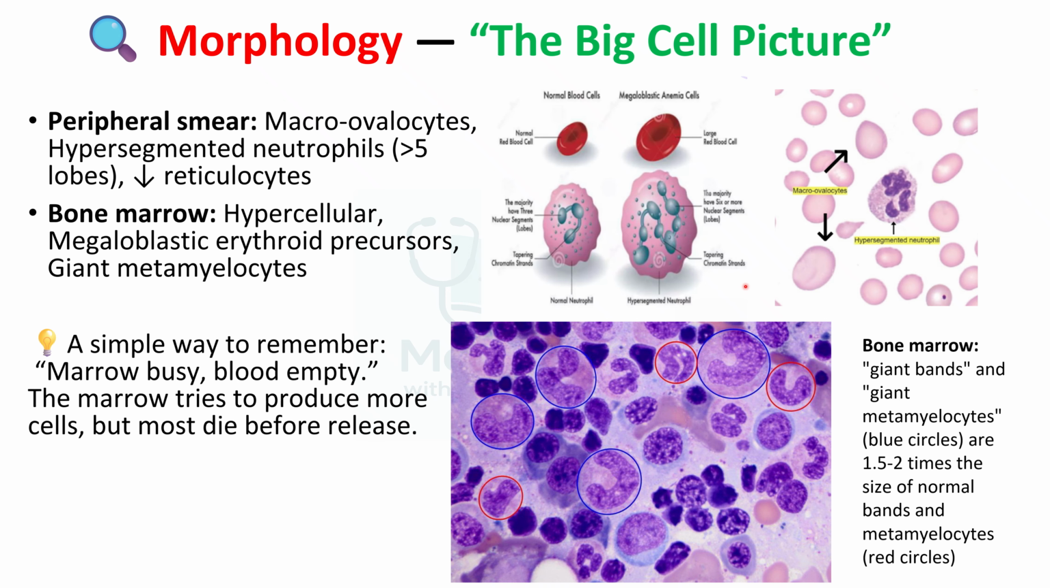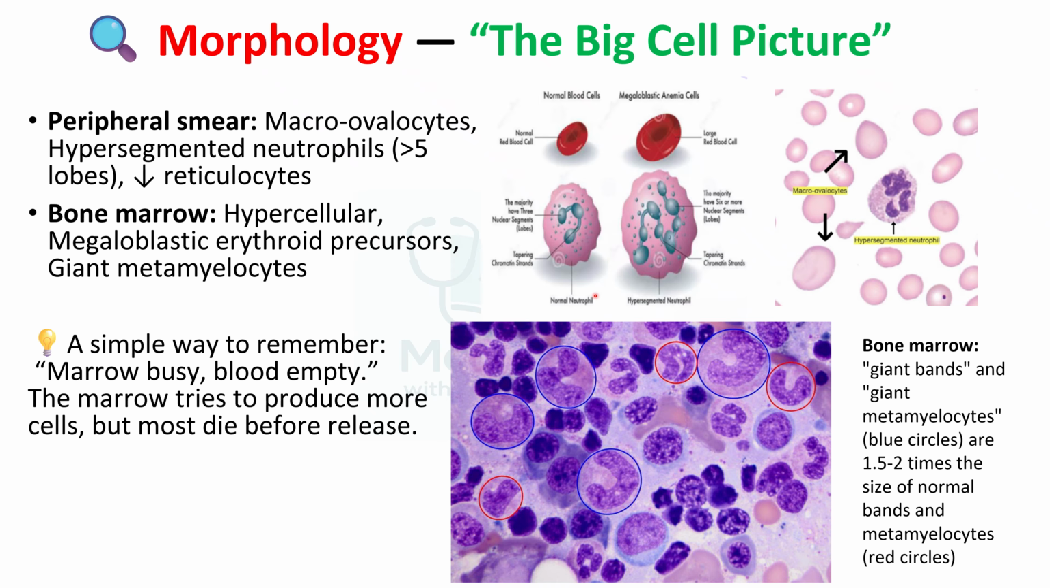There will be low reticulocyte count because bone marrow cells cannot mature and enter circulation effectively. In the bone marrow, you will find that it is hypercellular but with ineffective erythropoiesis. The precursors are megaloblastic, that is large cells with immature nuclei, and you may also see giant metamyelocytes among granulocytes.